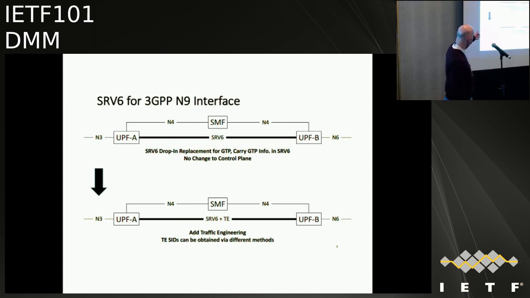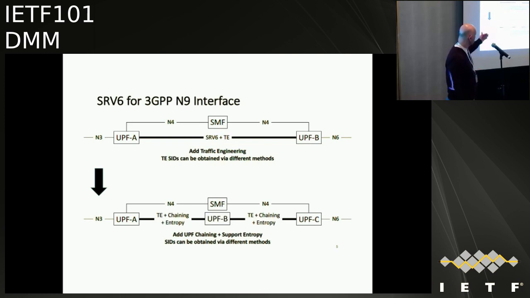So once we have done that, we can actually start looking into some of the more modern options like TE, service chaining, and entropy that comes naturally with SRv6. Again, in some cases we have to actually make changes. The question is, how are we going to obtain these SIDs? There are different options in terms of obtaining those. SMF can be involved or it cannot be involved, or a third party can be involved. So there are also different options that we can use to obtain the SIDs for traffic engineering, entropy, and service chain.